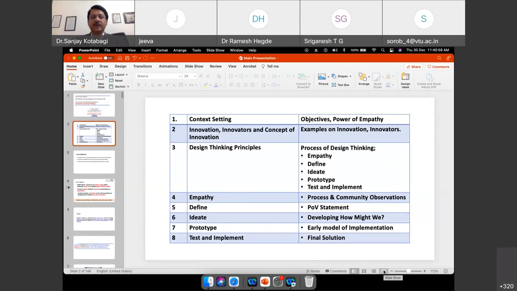See, now here we have set the context and objectives, and we have seen the power of empathy, how the innovation model works, and the innovators and the concept of innovation. Now when I'm taking this course to the students, what should really happen? The very first class, if this course is given to me, how I design my first class is very essential. So let us spend a little time on that. Since it is for first year engineering students, I must definitely show them that everything they do is connected to engineering.